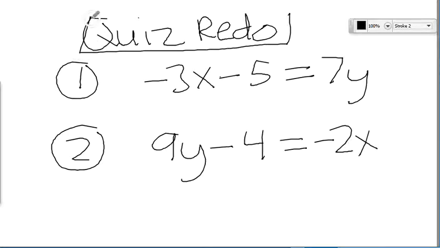So if you did not get 3 out of 3 on your linear relations quiz, your linear equations quiz, please redo this quiz, put it in the box, and I will grade it.